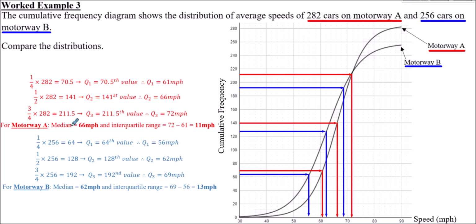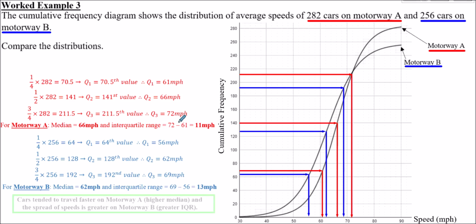We can now compare the medians for each motorway and the interquartile ranges for each motorway with something like this. So in this green box, we could say something like cars tended to travel faster on motorway A because it's got a higher median, and the spread of speeds was greater on motorway B because it had a greater interquartile range.